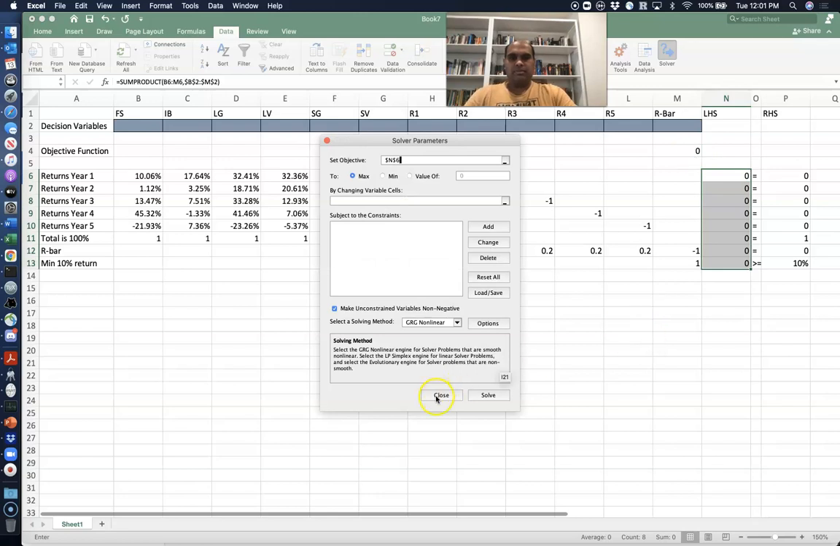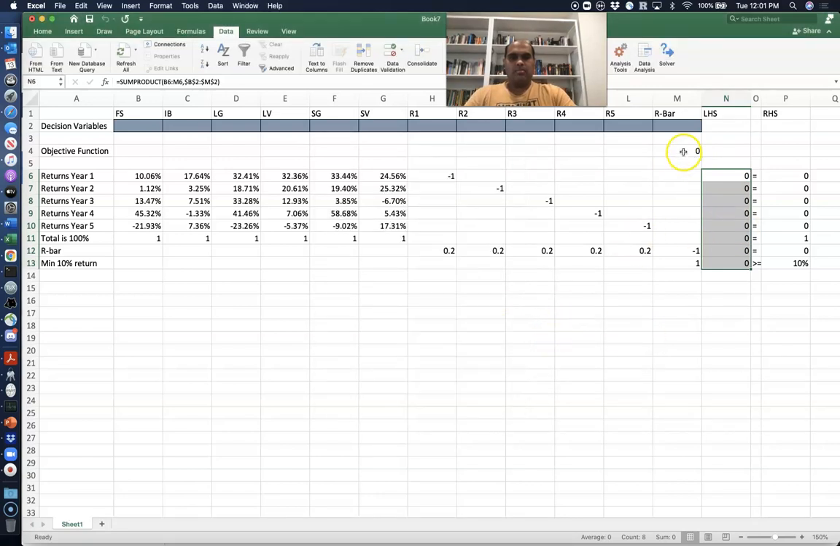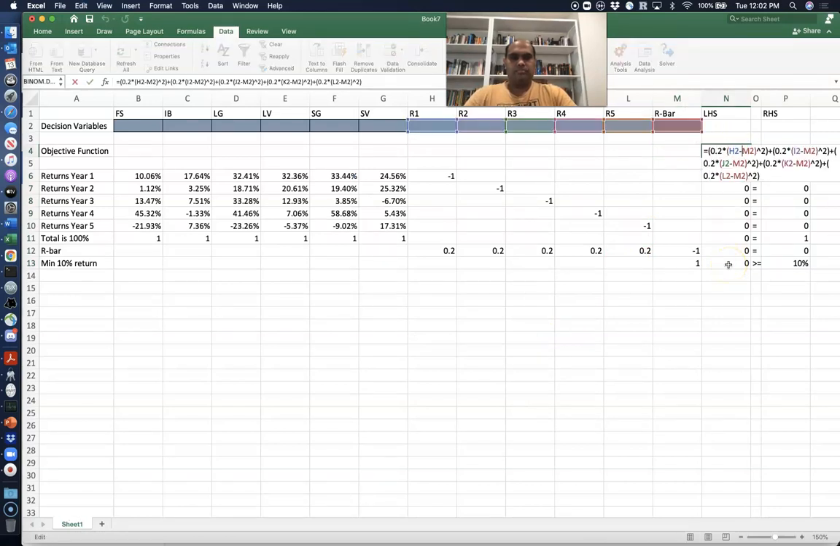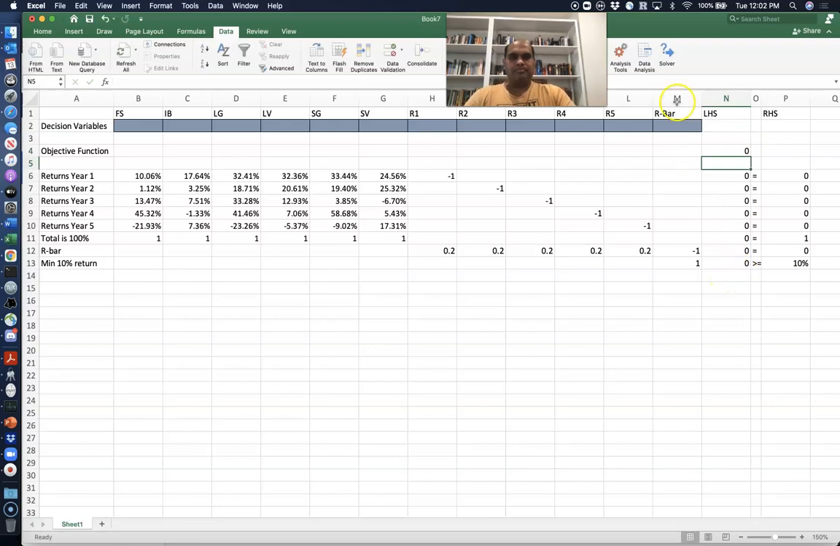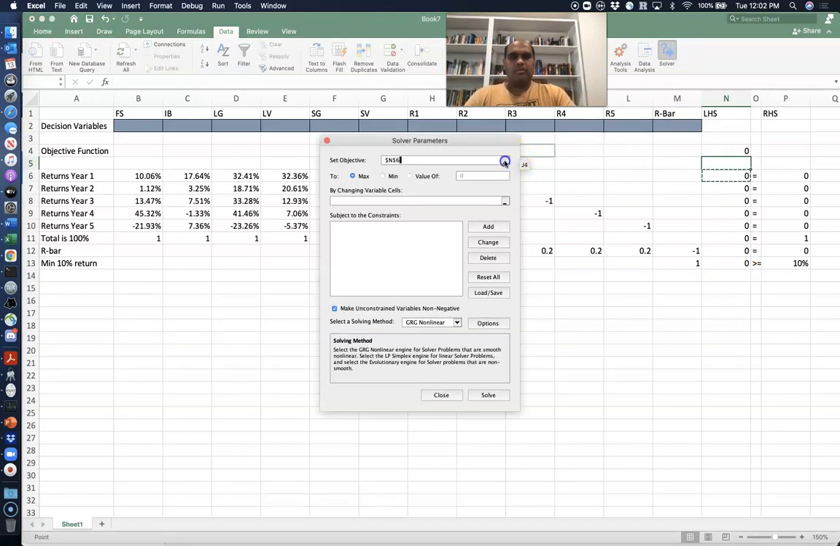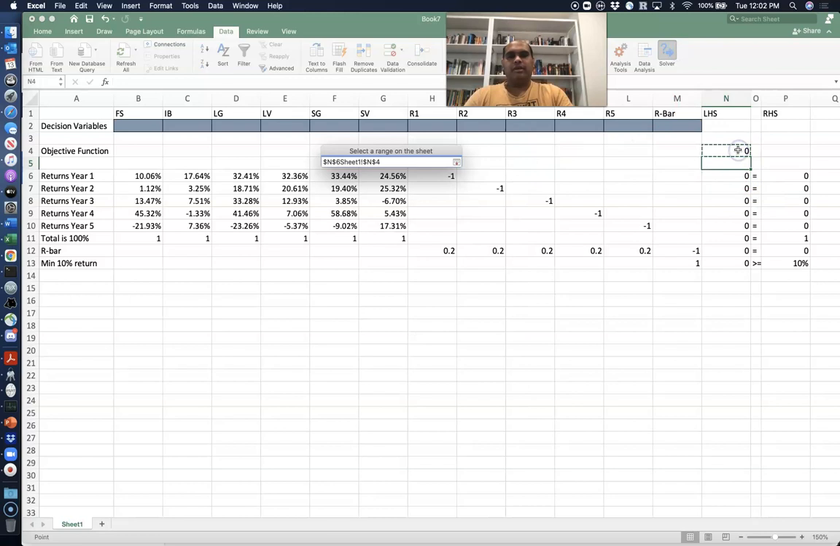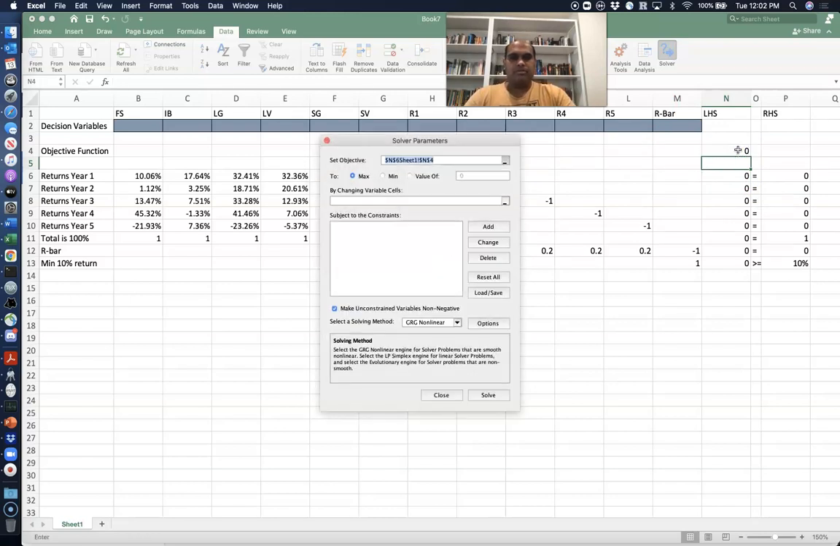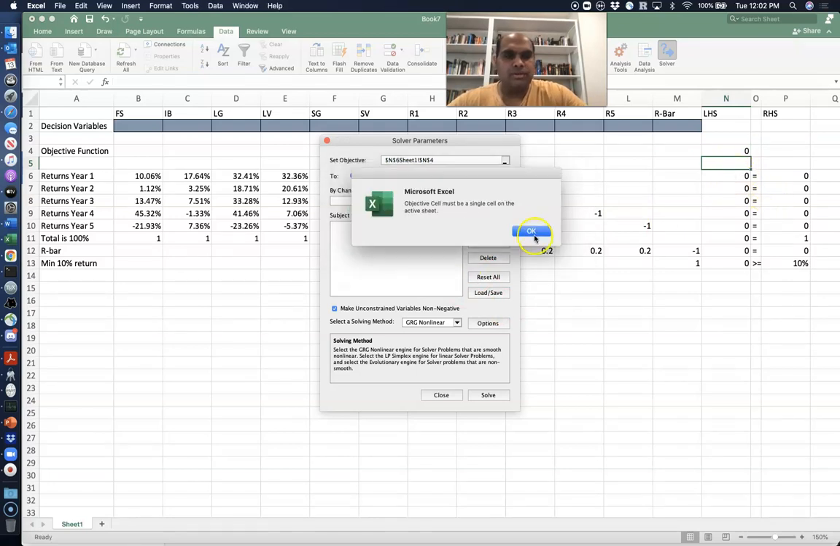I mean, it doesn't matter. It could have been there. We'll end up with the same answer, but I'd rather do it. That's my objective function in N4. And then first are the equal to constraints.